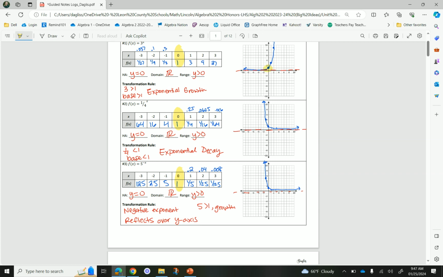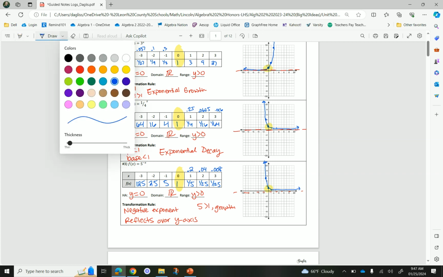I know, right? It's like I'm mentioning it on purpose or something. So far, reflection and our parent functions, they all have a y-intercept of 1. Horizontal asymptote is at 0. Range is bigger than 0. And our domain is all real numbers. Okay? So far, those aren't changing. Until.